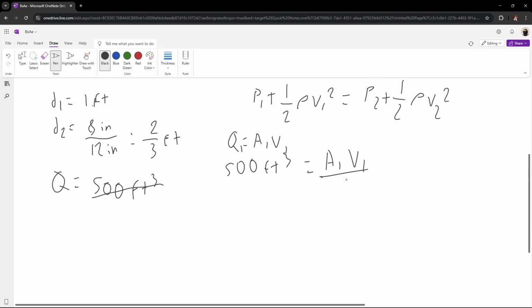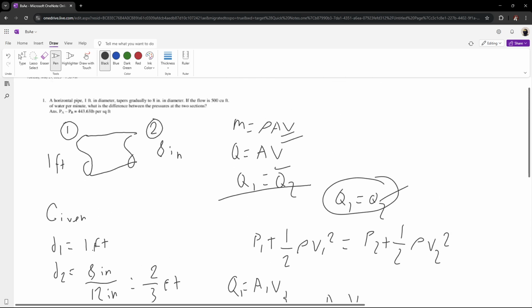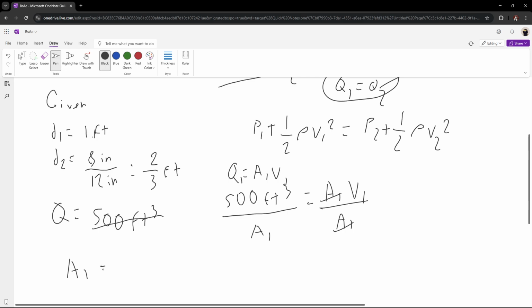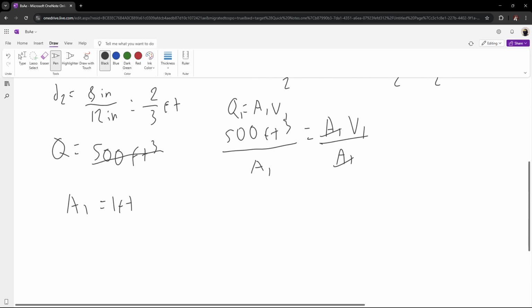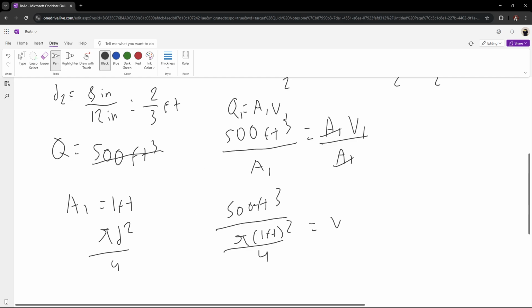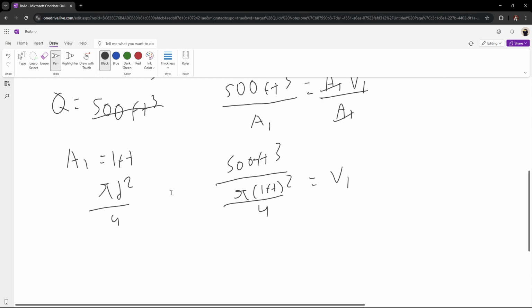Now to get V1, we divide by A1. A1 is 1 foot in diameter. And the formula for a cylinder's area is pi d squared over 4. So 500 foot cubed over pi times 1 foot squared over 4 is equal to V1.